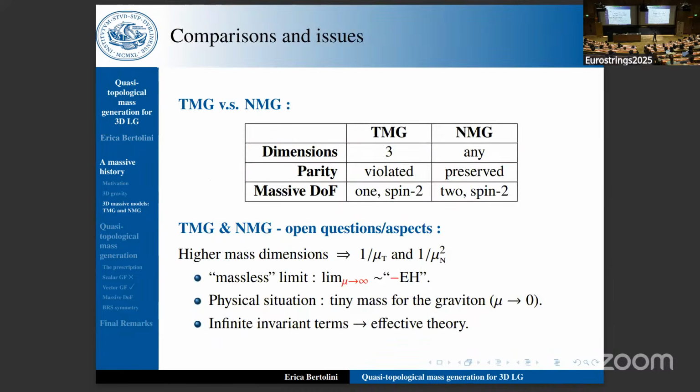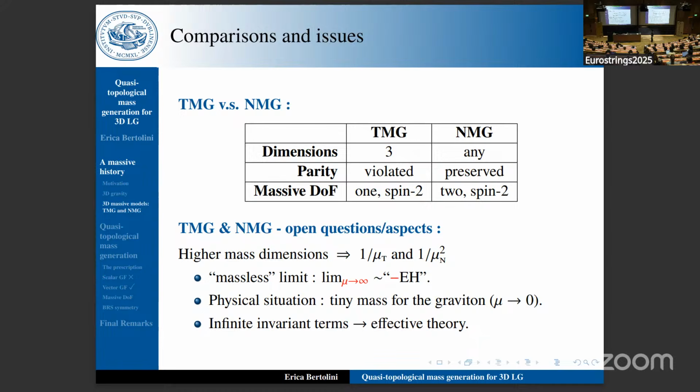So the 2 models share some similarities and some differences. For instance, the topological massive gravity case exists only in 3 space-time dimensions. That's because of the presence of the Levi-Civita tensor, while new massive gravity a priori exists in any dimension, even though I think there are some issues in the higher dimensions. The first one is parity violating, and the other one is parity preserving. And this is connected to the fact that one has 1 massive degree of freedom, and the other 2.